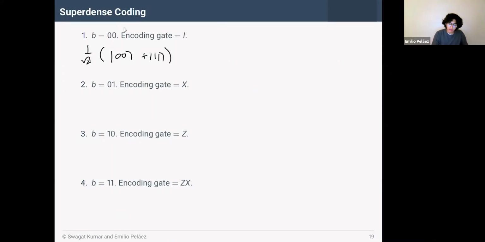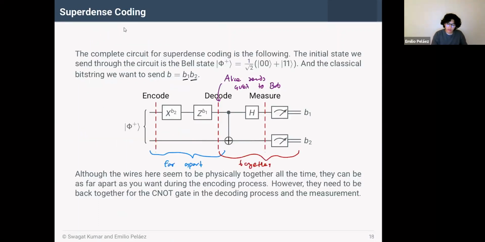So now we apply an X gate if the bit string is 0,1. So B2 is equal to 1, X to the B2 is X to the 1.